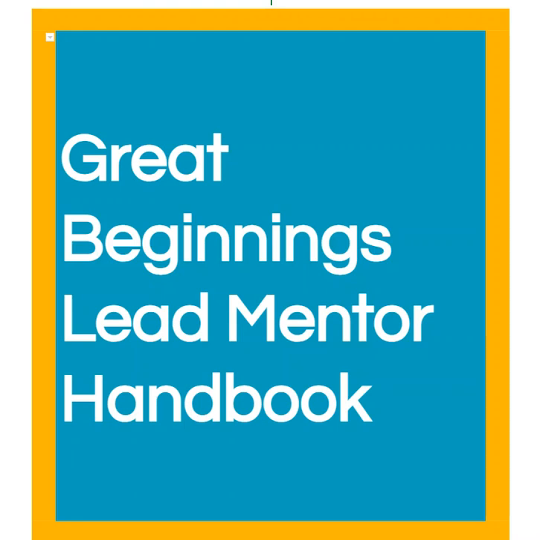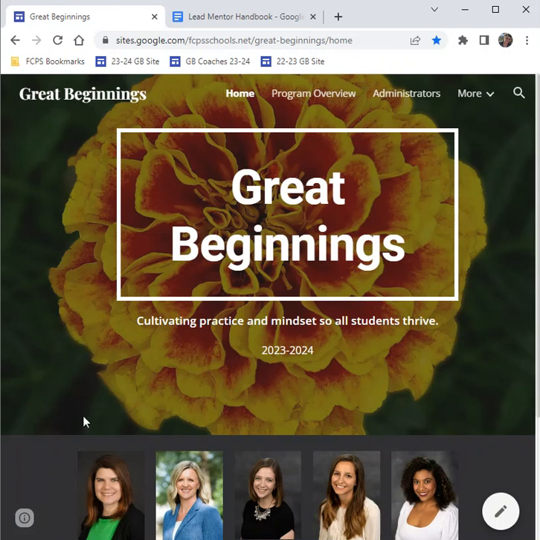First, please do not make a copy of the handbook. It is a living document, and we are going to continue to update it throughout the year as we develop new resources, schedule PD, and so on. So you can access and get back to the handbook in two different ways. The first way is by accessing it directly from the Great Beginnings website.